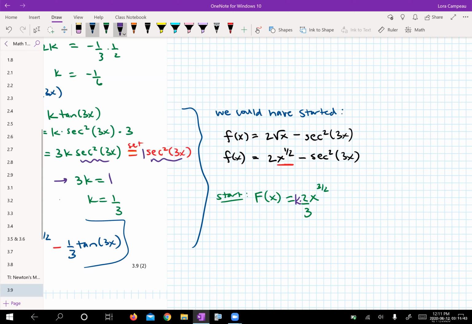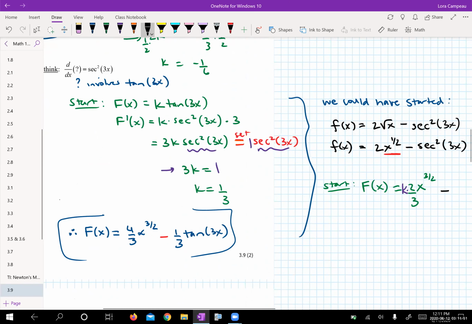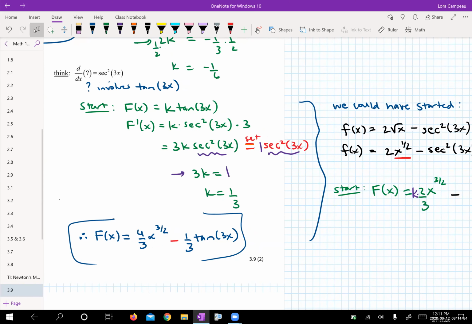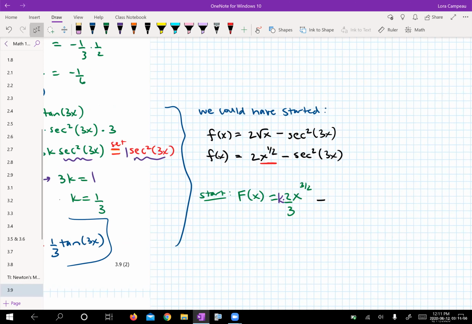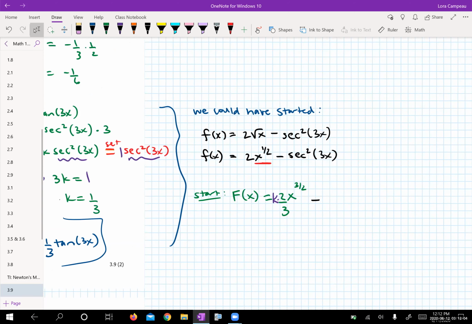And what I'd like to do now is take my work from my secant squared, and do the same thing we're looking at over here. So we still have k times tangent of 3x. Okay, so I'm just double checking here.